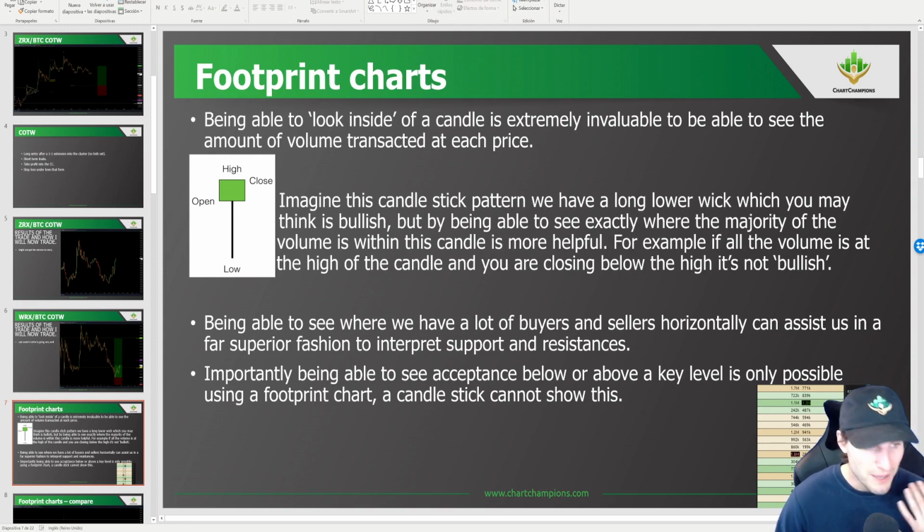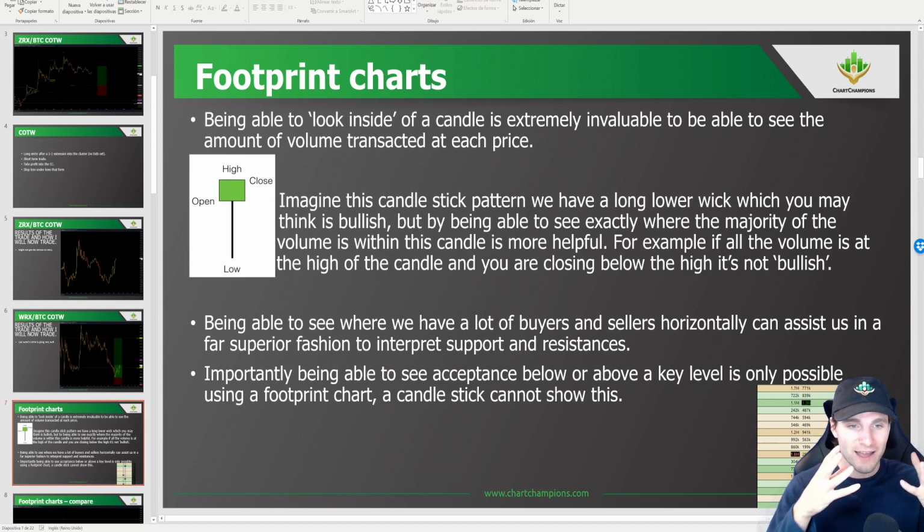So yeah, basically, what is a footprint chart? Essentially, you can see inside of this candle. You basically get that candlestick. Okay, so we're taking this candlestick here, let's say. And what does this look like to you?